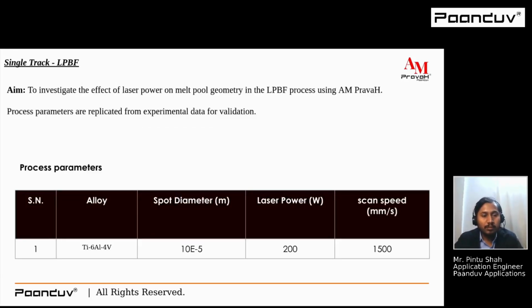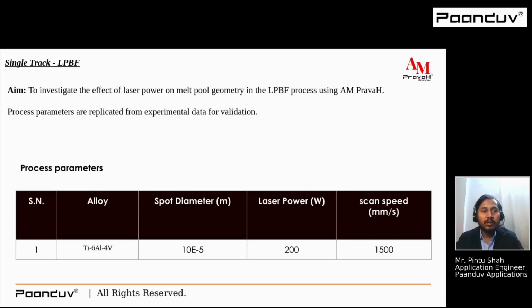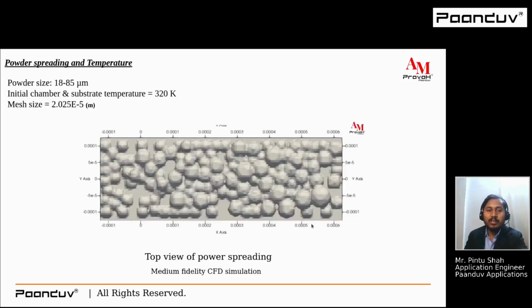The main aim is to investigate the effect of laser power on melt pool geometry in the LPBF process using AM PravaH. The process parameters, as I already described: we have taken the Ti-64 material, spot diameter is 100 micrometer, laser power will be 200 watt, and the scan speed is 1.5 meter per second.